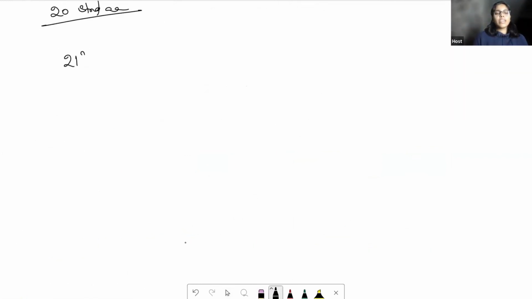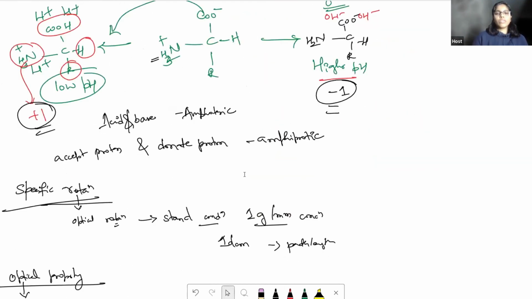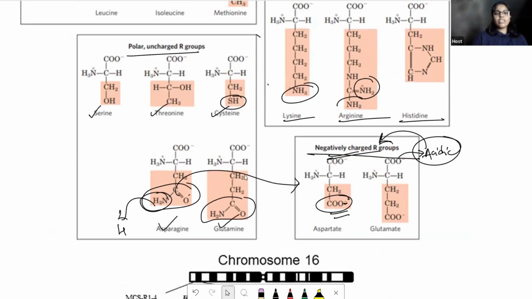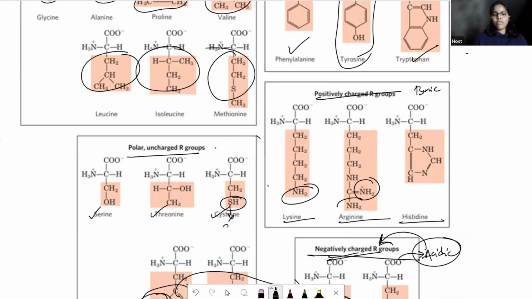Now the 21st and 22nd amino acids. We discussed 20 amino acids. The 21st amino acid is selenocysteine. Selenocysteine resembles cysteine. The only thing is, in the place of sulfur, it will have selenium. It will have a structure similar to cysteine, but with selenium in place of sulfur.